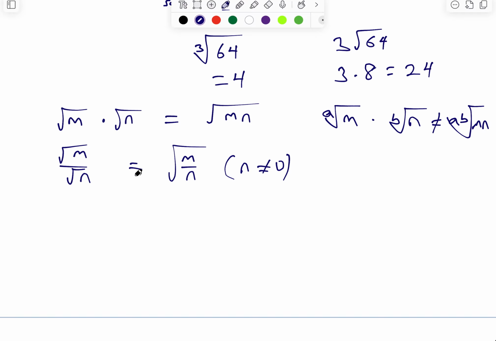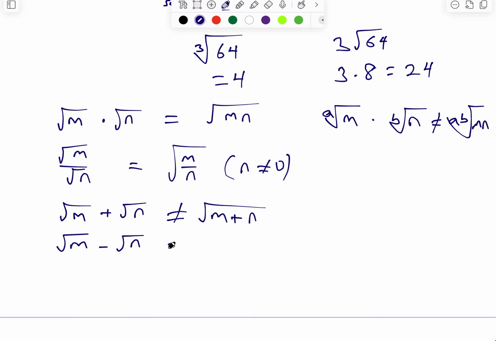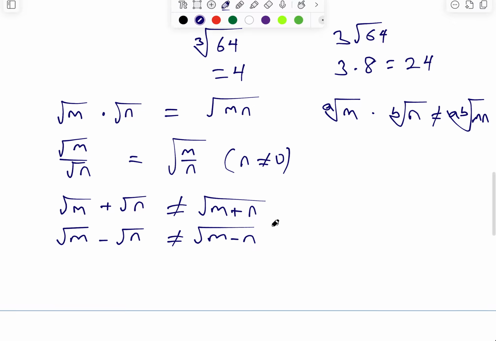Now that we're done with multiplication and division, you know that the square root of m plus the square root of n is not equal to the square root of m plus n. And neither is the square root of m minus the square root of n equal to the square root of m minus n. This is not going to be so. So take note of that. Take note of that.